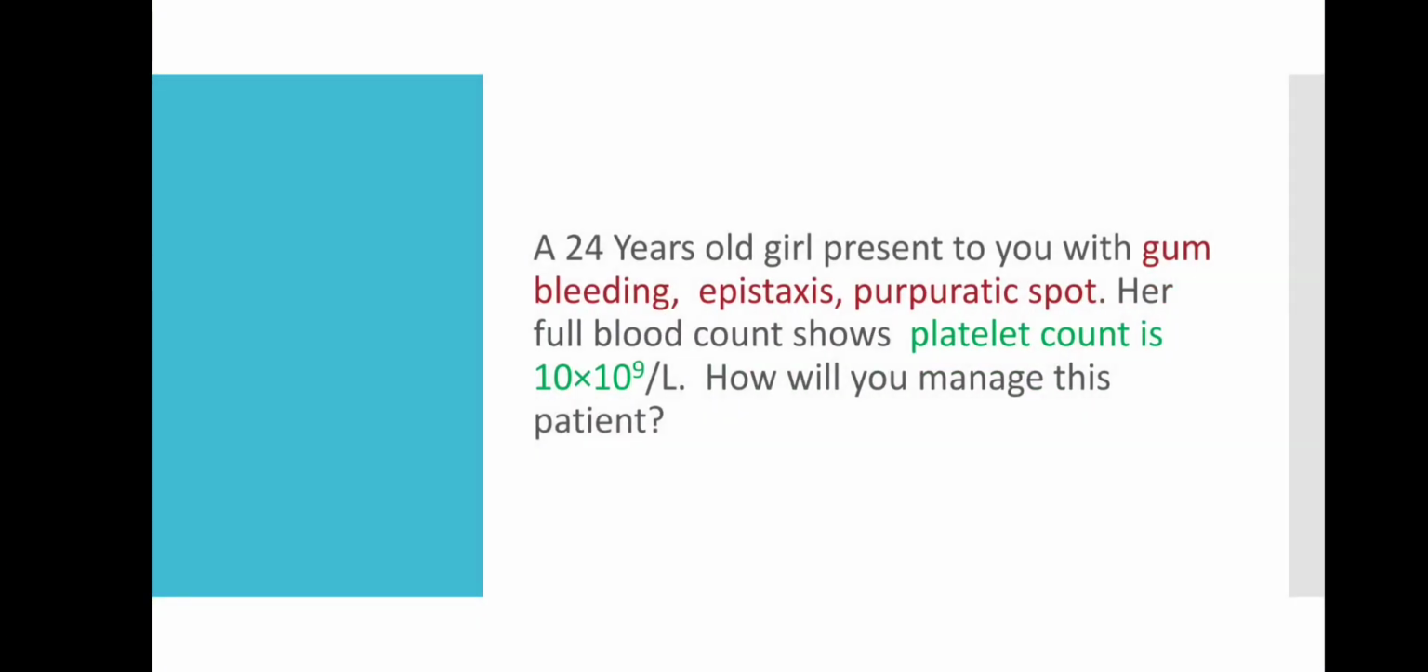Today we will be talking about idiopathic thrombocytopenic purpura. Let's begin with a clinical scenario first. You are on your duty and a patient comes to you with gum bleeding, epistaxis and purpuric spots. You ordered a full blood count and you got the report. On the report you can see there is a very low platelet count. What is your approach to the patient? How are you going to manage this case? Think about this a little bit. We'll come back to this at the end of our session.